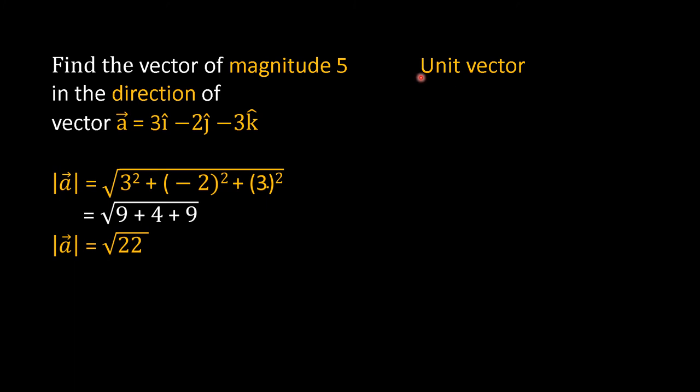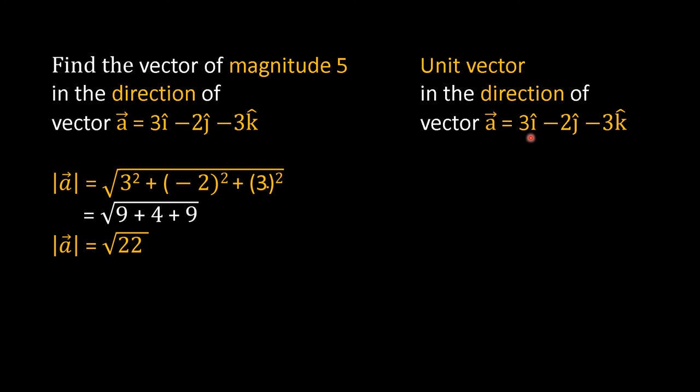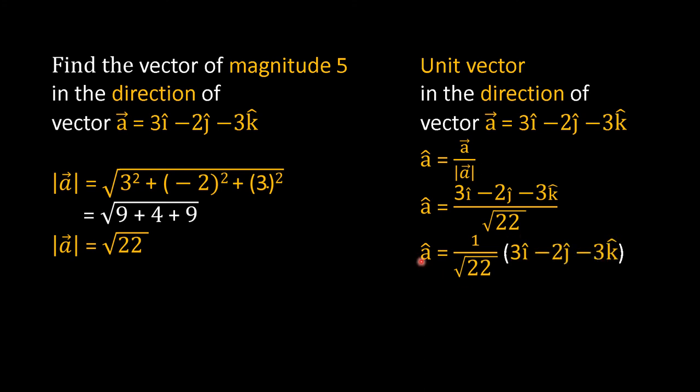Now we have to find unit vector in the direction of vector A bar, 3 I cap minus 2 j cap minus 3 k cap. We have A cap equals A bar divided by mod A bar. A bar is 3 I cap minus 2 j cap minus 3 k cap, divided by under root 22. So the unit vector in the direction of A bar will be A cap equals 1 by under root 22 times 3 I cap minus 2 j cap minus 3 k cap.